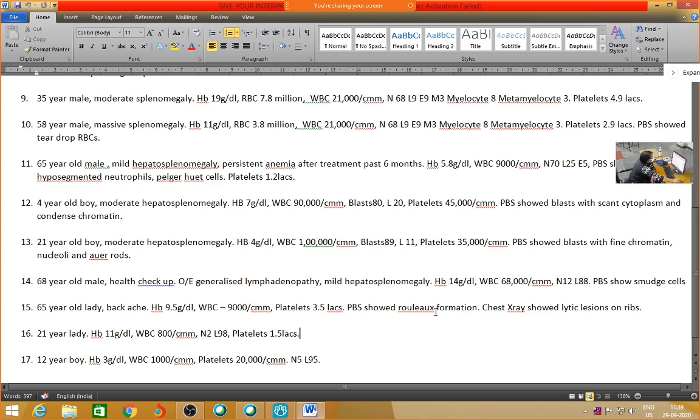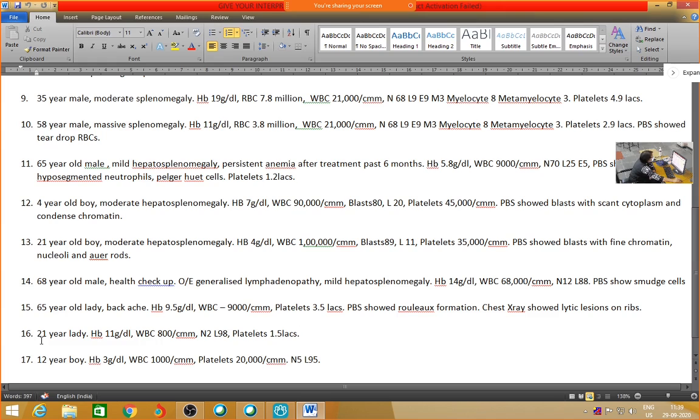Rouleau formation is basically because the IgM protein is so high in the serum, it acts as a sticky glue, so the RBCs get stuck to each other. That's why in the peripheral blood smear we get Rouleau formation. Okay, so this is multiple myeloma.